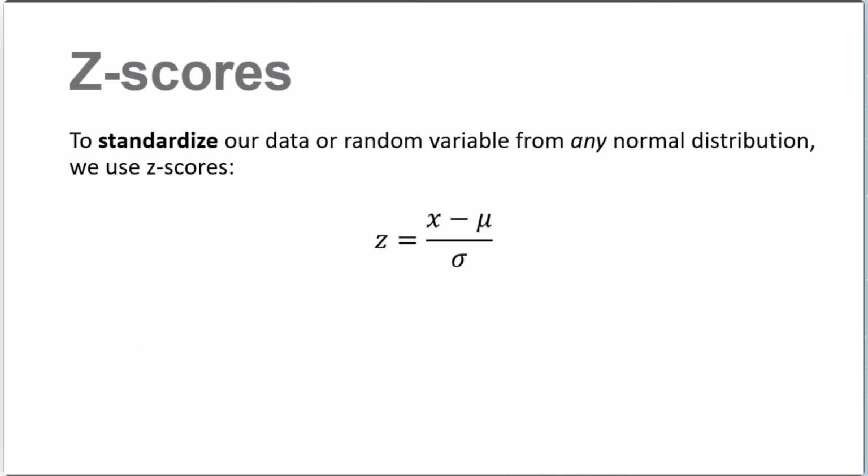If we have values from any normal distribution, we can standardize that data or that random variable into the standard normal distribution by using a z-score. So we just take our data value or our variable value, which is typically represented by an x. We do x minus mu, meaning x minus the mean from our normal distribution or for the population, and divide that difference by the standard deviation. And we get what's called a z-score.